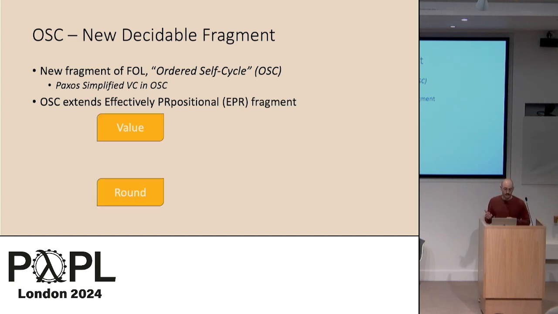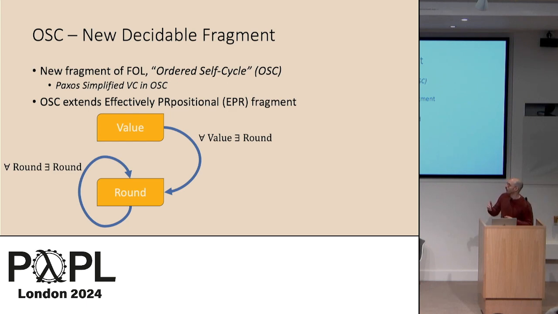So to understand the restrictions of EPR, we look at the quantifier alternation graph, which is a graph where we have a vertex for each sort, and we have directed edges for any for-all-exists quantifier alternation. So for this alternation, for all value exists round, we have this directed edge, and for this for all round exists round, we have this self loop. And EPR disallows any loops in the graph, so no loop is allowed. And in OSC, we relax it and allow one vertex in the graph to have self loops or self cycles.